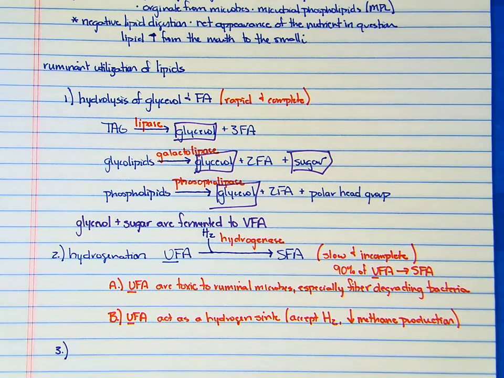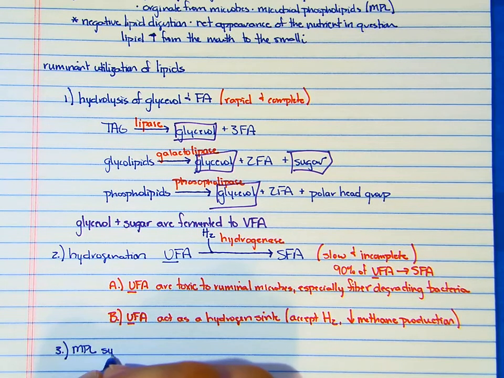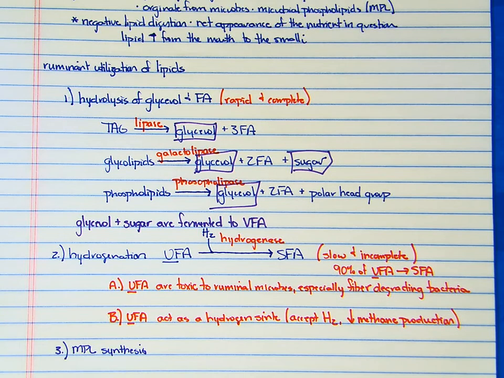Third, we then have microbial phospholipid synthesis. And so this is them synthesizing microbial phospholipid. Okay, and so what we have now is microbial phospholipid, and we have a lot of saturated fatty acids. Because they're not necessarily going to use these saturated fatty acids to make their microbial phospholipids. They'll make new ones, new fatty acids. They'll use some, but they'll make generally new ones. So we really have two fats.